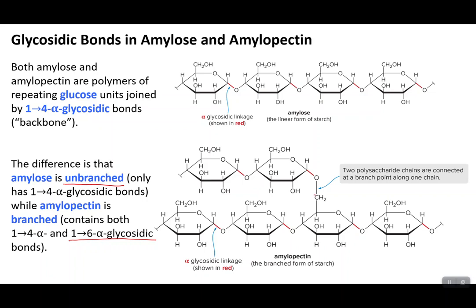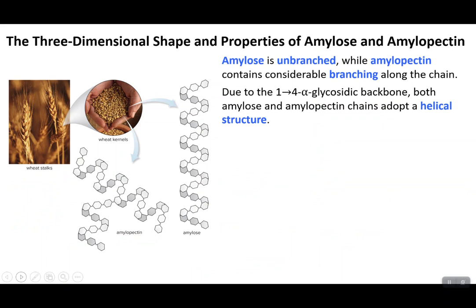bonds, which would be this one here, where you have the carbon 6 of one monosaccharide and carbon 1 of another monosaccharide. And here it would be the alpha link. So this here is 1,6. Notice how in amylose, the 6 carbon does not have any glycosidic bonds in that position. So let's see what this means in terms of its structure.